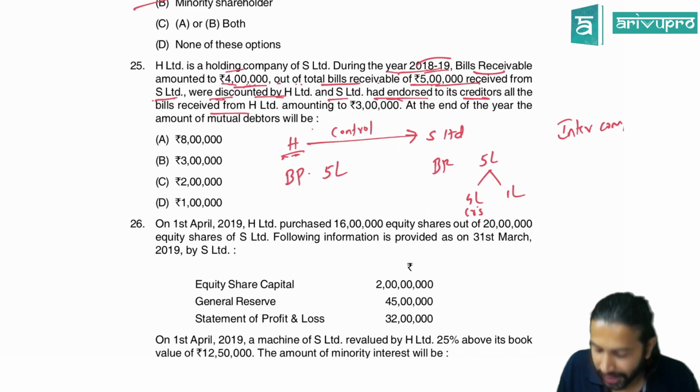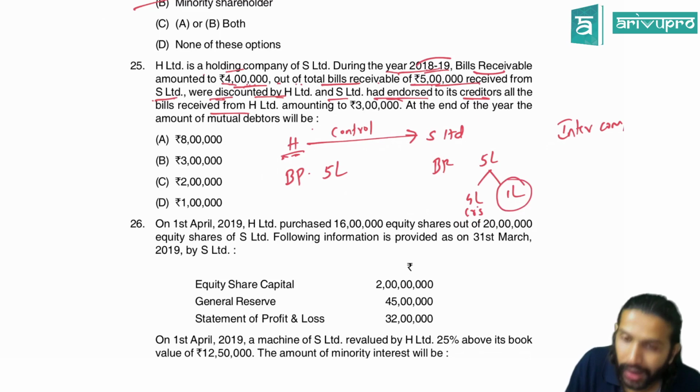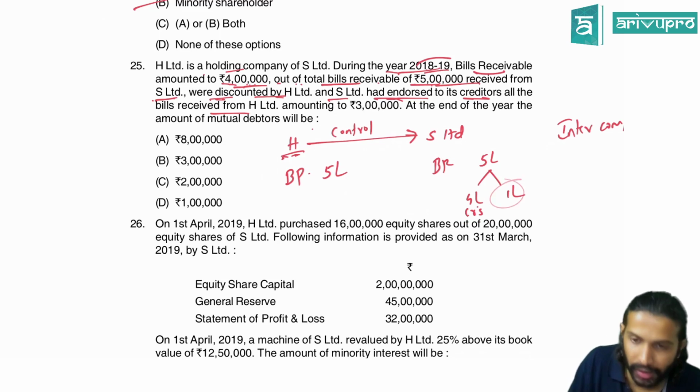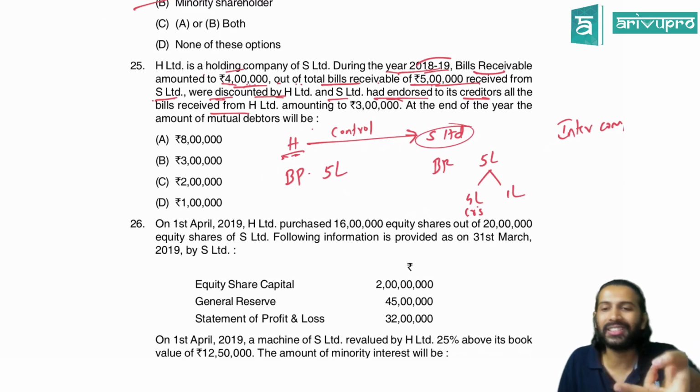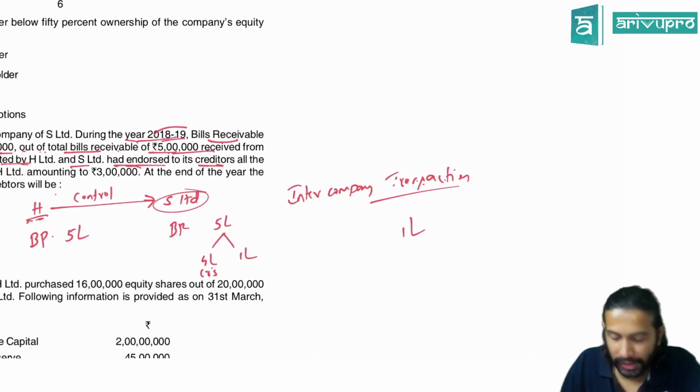So how much is the intercompany transaction? How much bill is S still holding? They're still holding 1 lakh. And from whom should S Limited receive 1 lakh? From H Limited only. That means these are intercompany transactions. So for that intercompany transaction, the 1 lakh should get nullified.